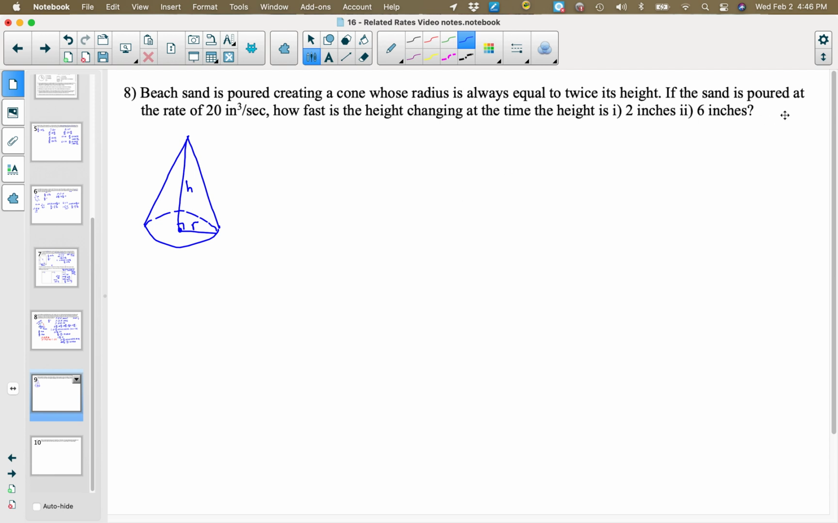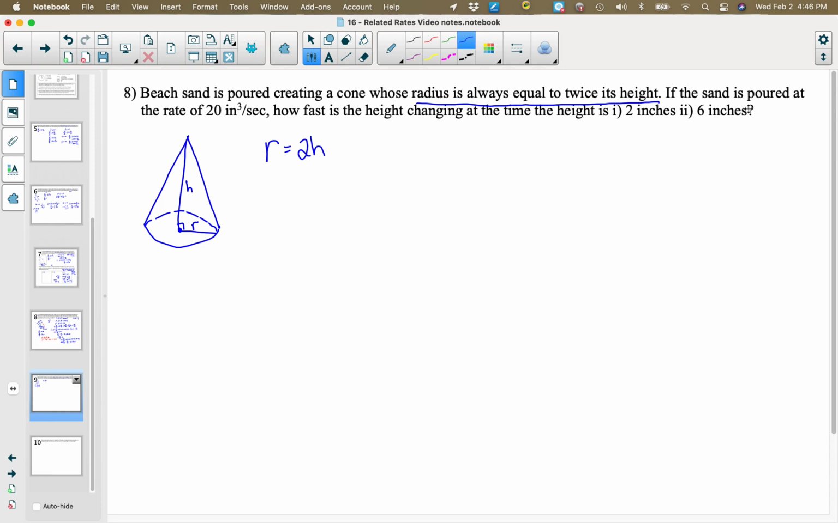So the sand is poured at the rate... The radius is always equal to twice its height. R for radius is always equal to twice its height. All right, the sand is poured at the rate of 20 inches cubed per second.